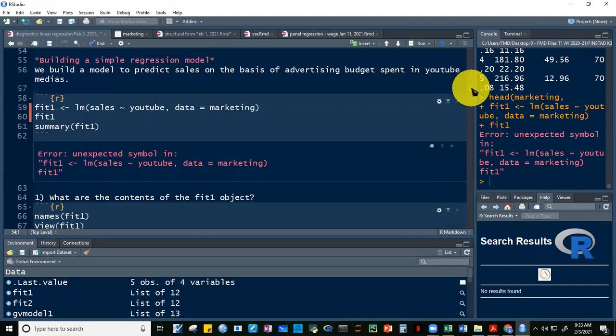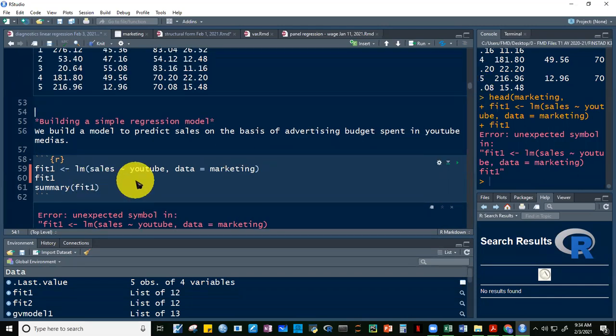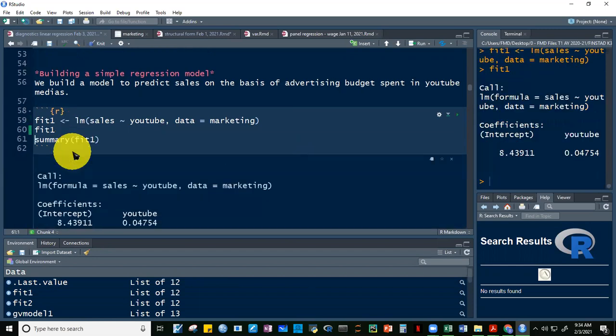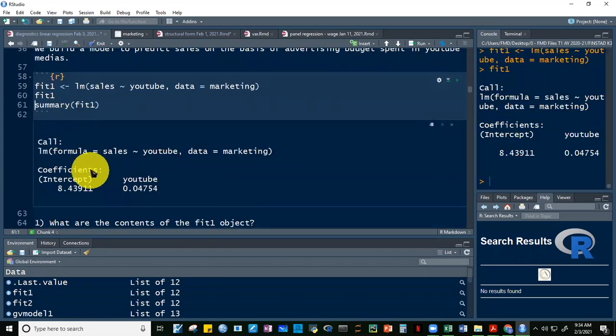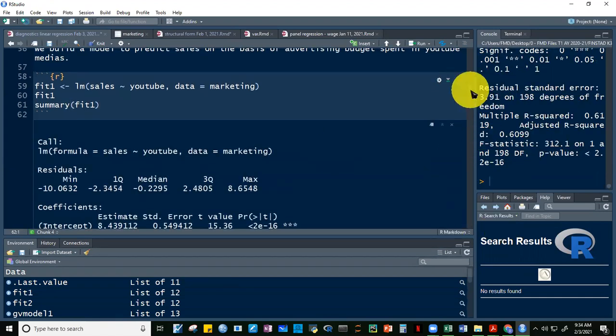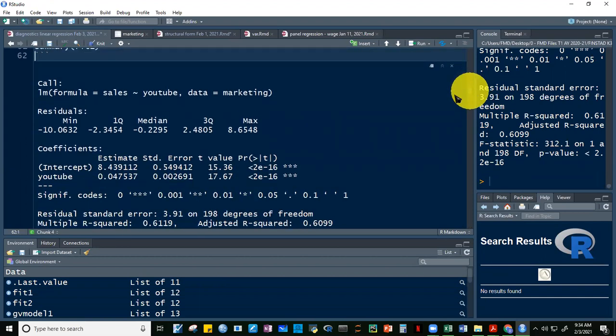Unexpected. Bakit? Fit 1, LM sales. Okay. Fit 1. Yan. Then summary, fit 1 natin. Okay. So we have here this regression output natin. If you see the anatomy ng mga parts ng regression output ni R, una muna, it recalls the formula. So this is linear model. Ang formula daw, sales regress on YouTube.